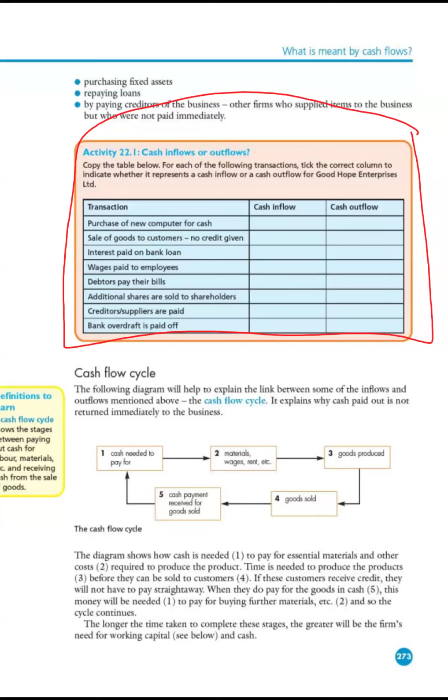Then we are paying wages to employees. What does Paul think this is? Outflow. It's an outflow. We pay debtors their bills. That's an outflow. Okay. Pretty, what do you think additional shares that are sold to shareholders are? Could that be a cash inflow or outflow? So cash inflow. Thank you. The cash is flowing in by that. We have also the creditors that are paid. When you pay the creditors, obviously this is cash outflow. The bank overdraft that is paid off is still cash outflow. So that's basically what happens.